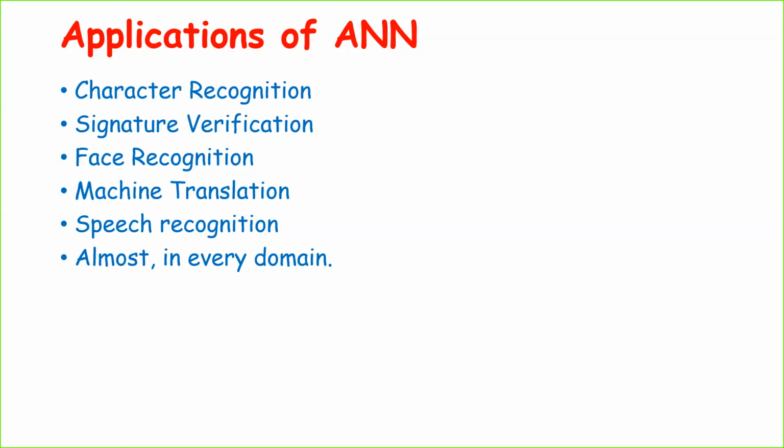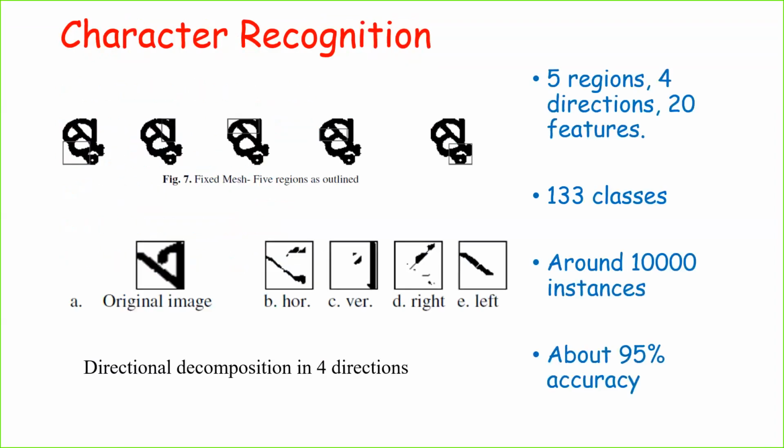There are many applications. Here is one example, character recognition. This is Odia character recognition. Features are extracted explicitly. There are 4 important regions identified by the domain expert, highlighted with the boxes as you see there. These boxes are projected in 4 different directions: horizontal, vertical, left, right. So 5 boxes, 4 directions, 5 times 4, 20 features. 133 classes are there, around 10,000 instances.